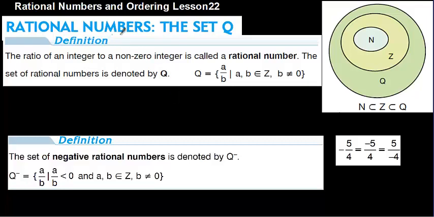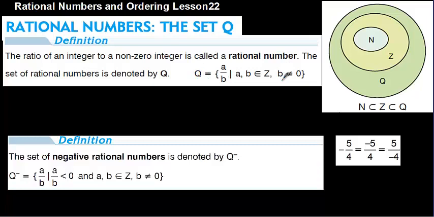In this video, I'm going to explain rational numbers and ordering rational numbers. Firstly, we define what a rational number is. When we write a term in fractional form, a over b, where a and b must be integers, elements of Z, then the term is called a rational number. Q represents the rational number set.